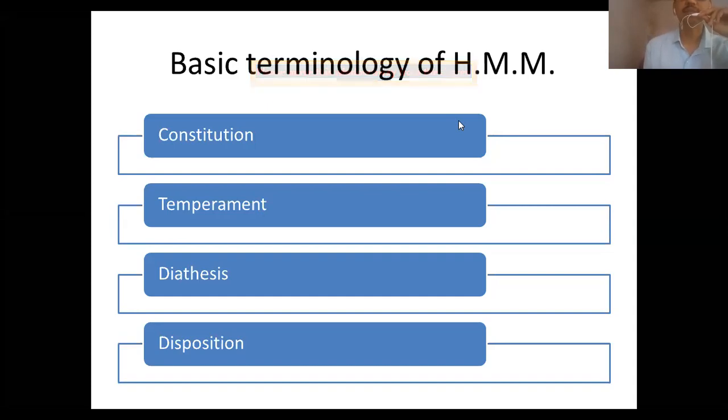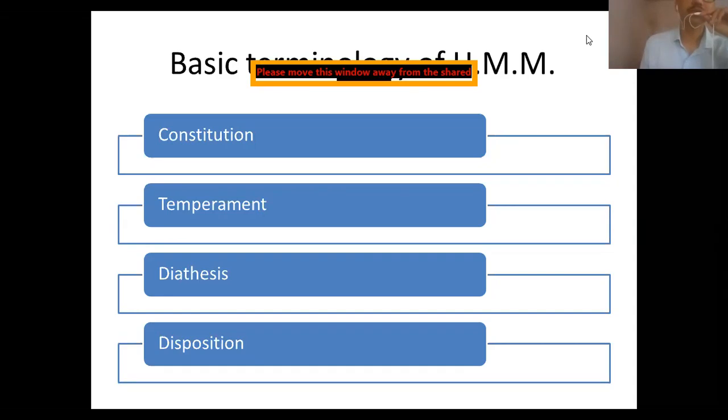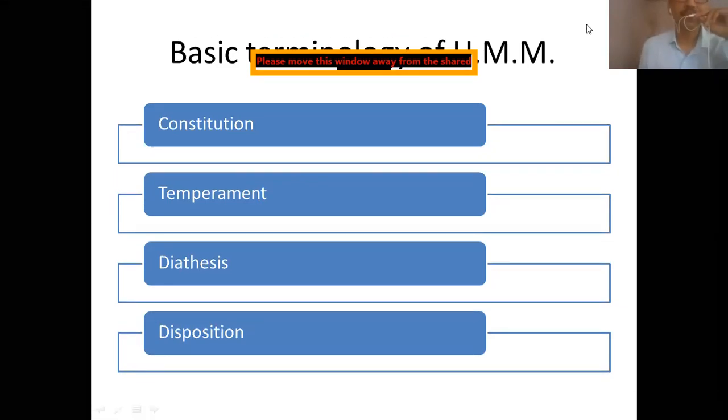I think since 1 month, from 11 August, today is 17 September. So 1 month, that's 21 lectures I have just conducted on the basic terminologies or basics of homeopathic materia medica. So today we will see a few more important terminologies like constitution, temperament, diathesis, and disposition.